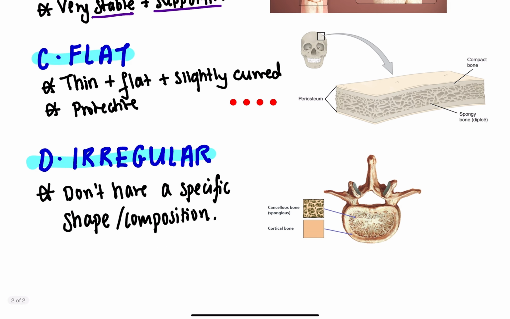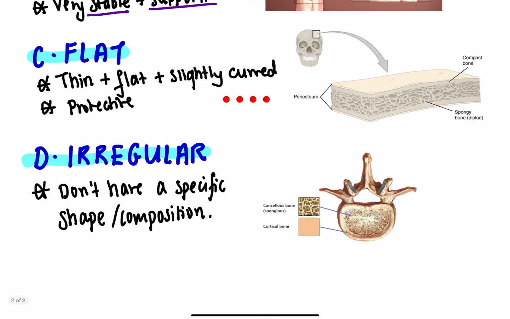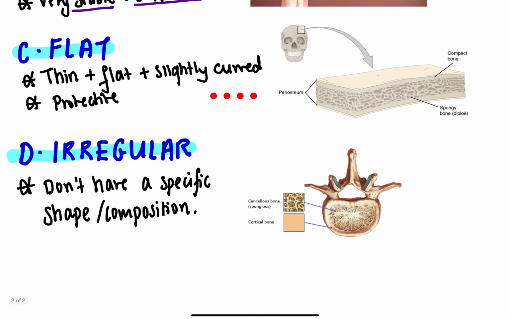Next up is the flat bone. The flat bone, again, as the name suggests, is very thin, but it's also slightly curved. And one of my favorite examples is in the skull. Our cranial bones are flat bones, and what's underneath these cranial bones? The brain. So a lot of flat bones actually have a protective role.